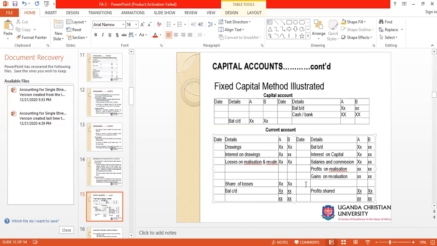At the end of the day, if we balance the account, and the debit side is greater than the credit side, it means the partners have a loss on their current account. But if the credit side is bigger than the debit side, then obviously they have made a profit on their current account. So a profit is put this side, but a loss is put this side. Then the balance carried forward, the balance at the end of the year, we put here. So that is the current account.